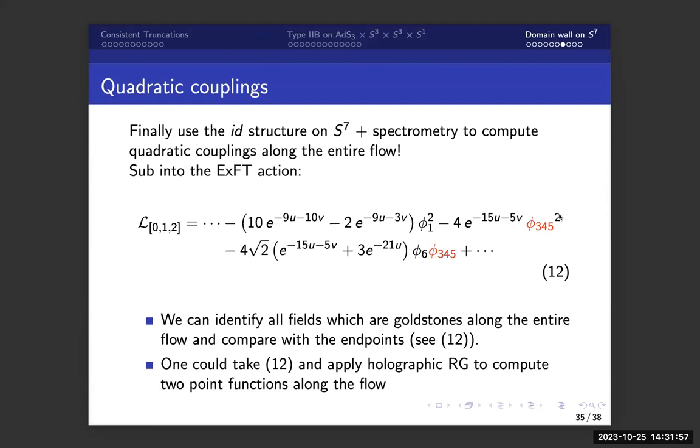And you can see also some other nice patterns. For example, if you look at the UV point, and you freeze the value of the scalars at that point, you find that this phi 1 also drops out of the potential. And so this phi 1 is a Goldstone at the squashed point, but then becomes physical along the flow. And you can see all these nice things.